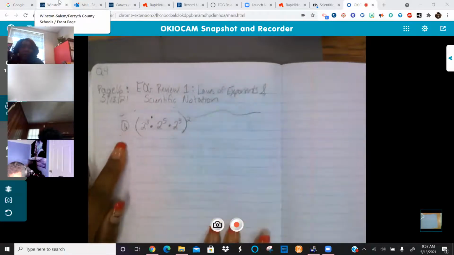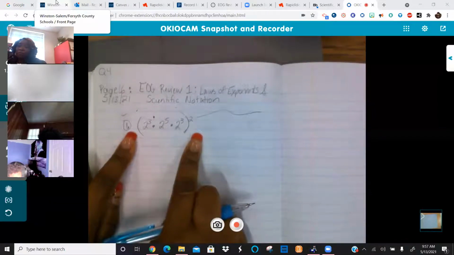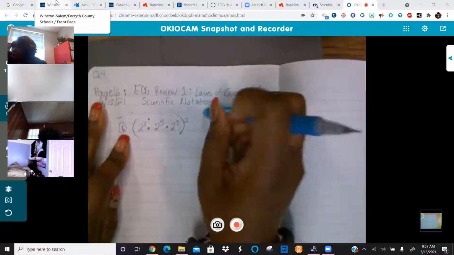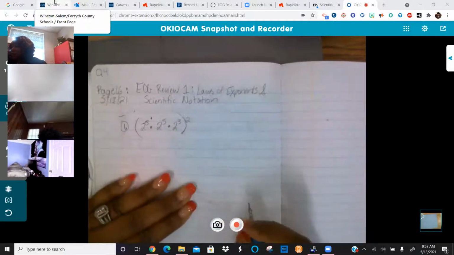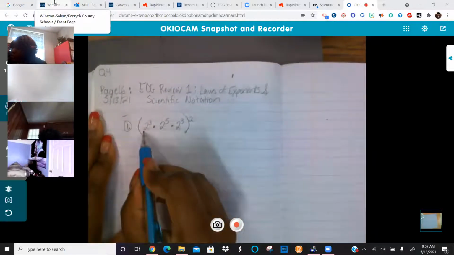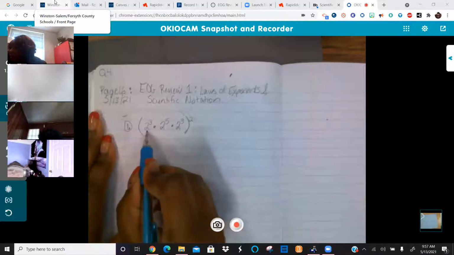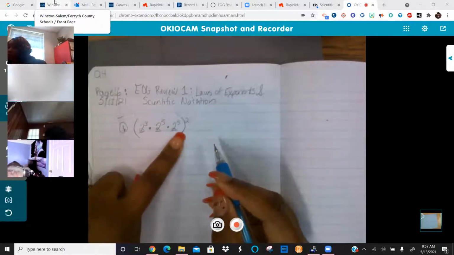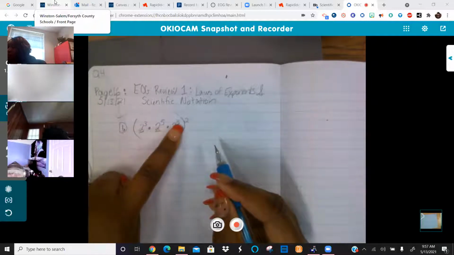Okay, let's raise it to the 2nd power. Come on, guys, write this down because you may see a problem very similar to this. All right, so this is how you would solve this. You can do what's in the parentheses first. That's multiplying exponents with like bases. When you multiply exponents with like bases, you add the exponents together.